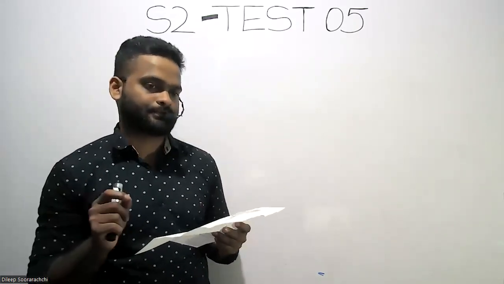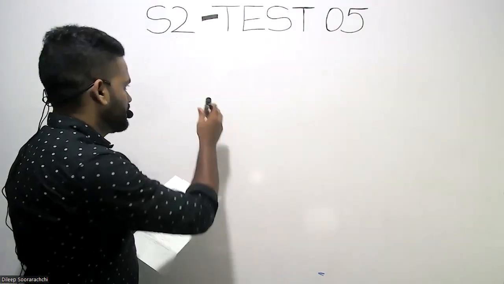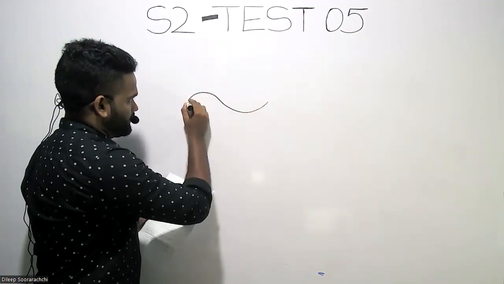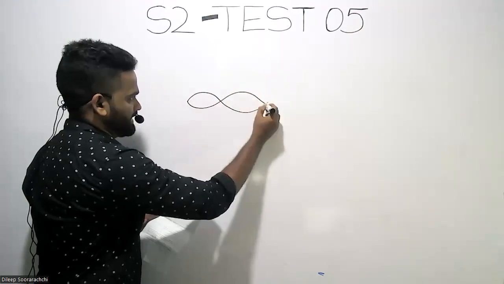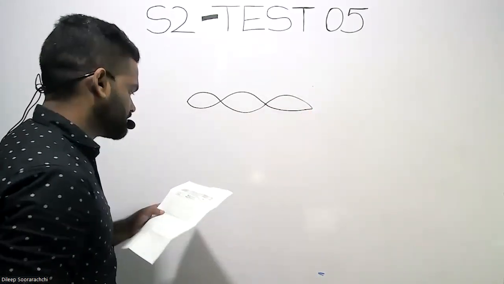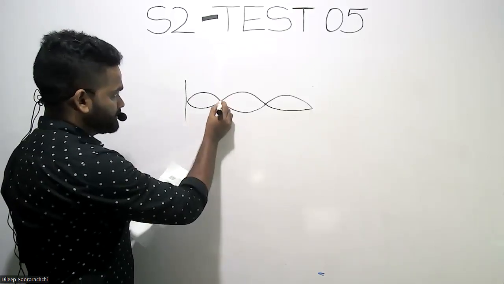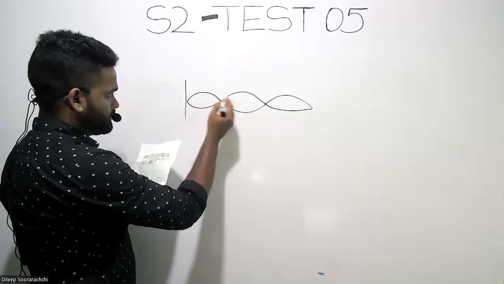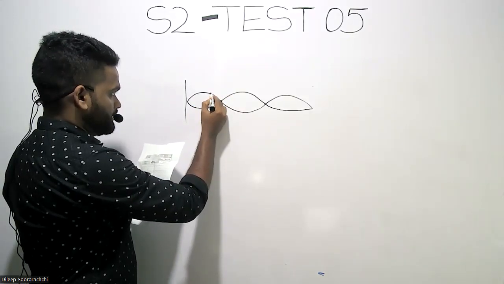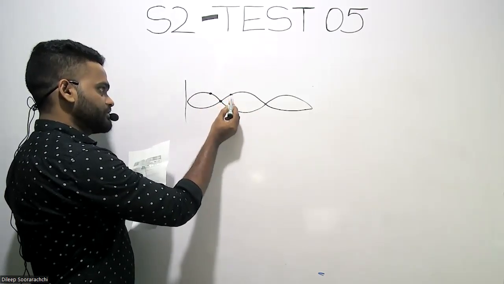Third question. Phase difference of 2 points close to the node on either side of it in a standing wave is. So I'll just draw a standing wave with like 3 loops for an example. So this is a node, either side of the node close to it, let's say this point and this point. So what they ask is phase difference between 2 points.